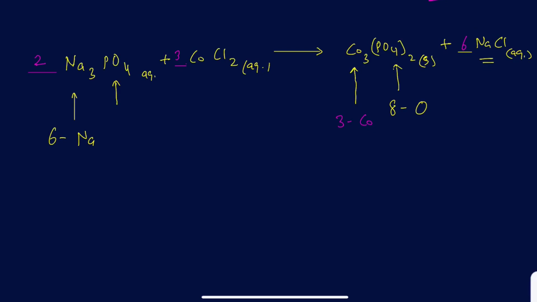Now let's worry about the chlorine as well. You've got to make sure you check every single element for their balancing. The chlorine here, I have CoCl2, but there's 3 in front of it, so that's going to be 6 chlorine atoms there. And when you have 6 chlorine atoms on the product side, there is 6 in front of NaCl, so that makes it 6 chlorine atoms as well. All right, so that's your balanced equation. Everything is balanced in this case.